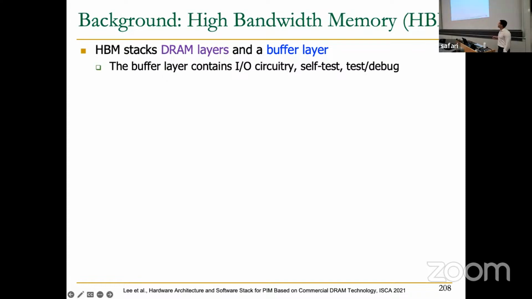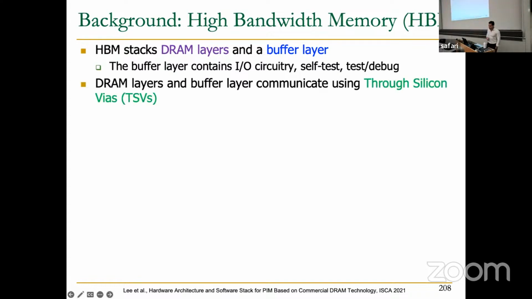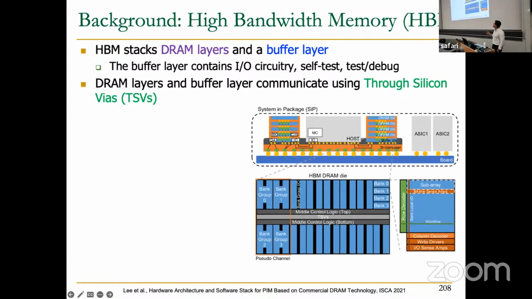And as a background, 3D stack chip or HBM, which we are going to use here, high bandwidth memory, is a memory chip that stacks DRAM layers on a buffer layer. So in HMC times, this was called logic layer. In HBM times, this is called buffer layer. So the buffer layer contains some I/O circuitry, some self-testing, and some test debug. So it's not there for free. It's there because some of the components that were usually part of the memory controller were moved to this buffer layer to improve the connection between the chip and the memory itself.